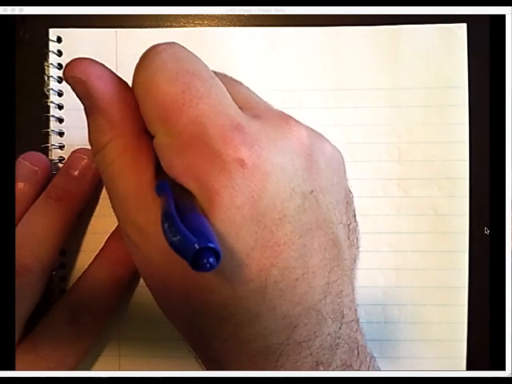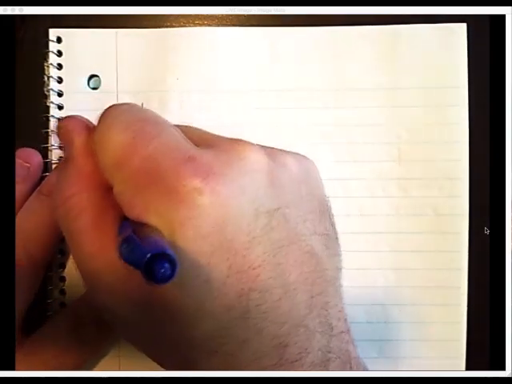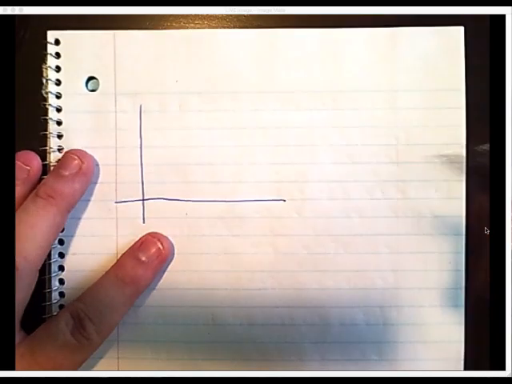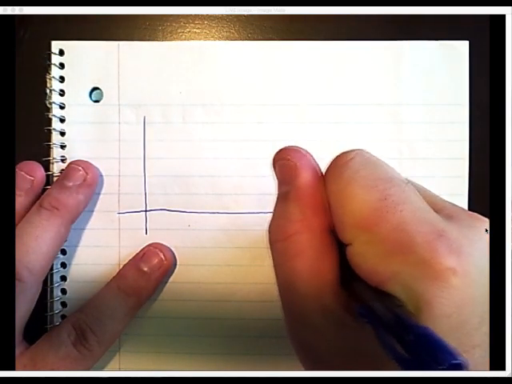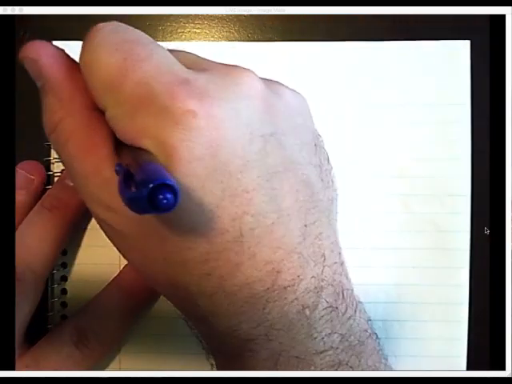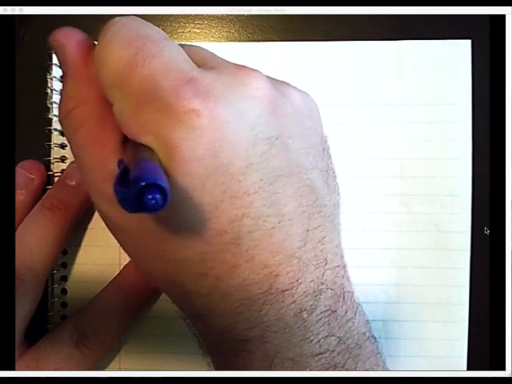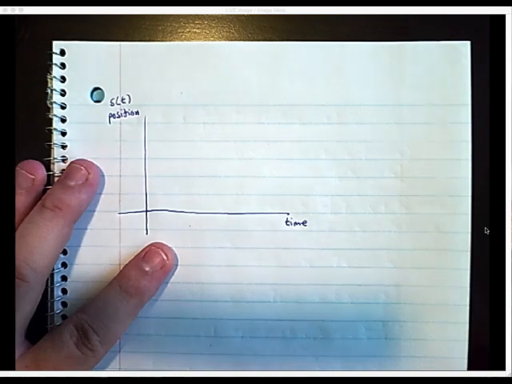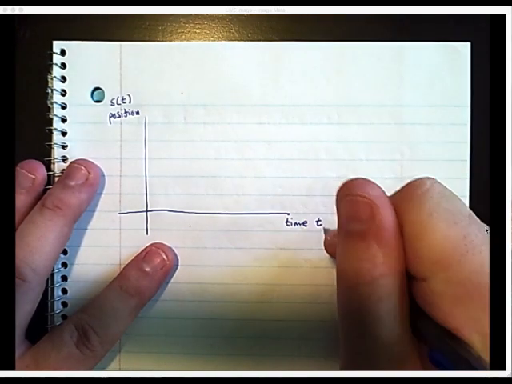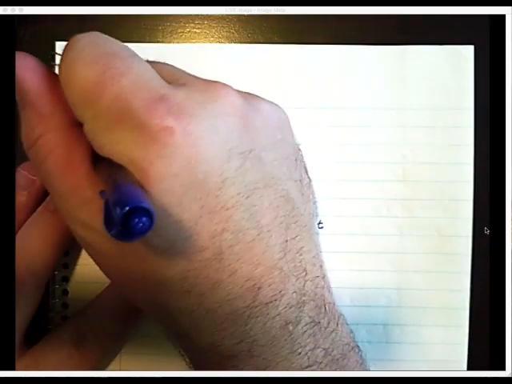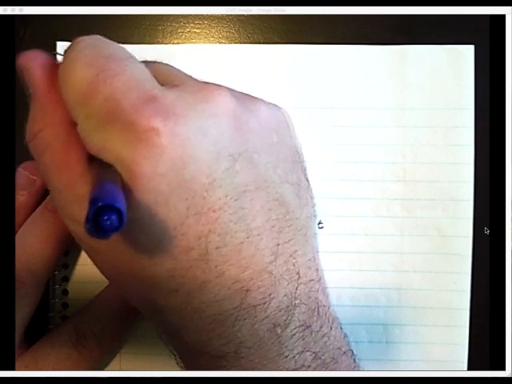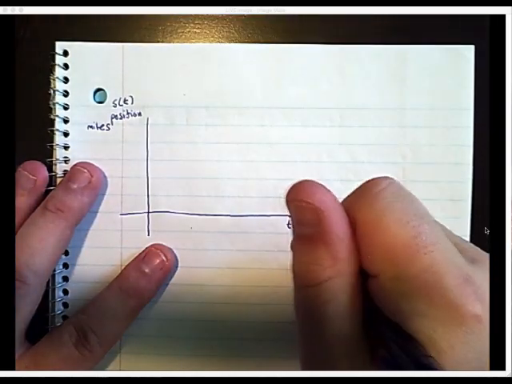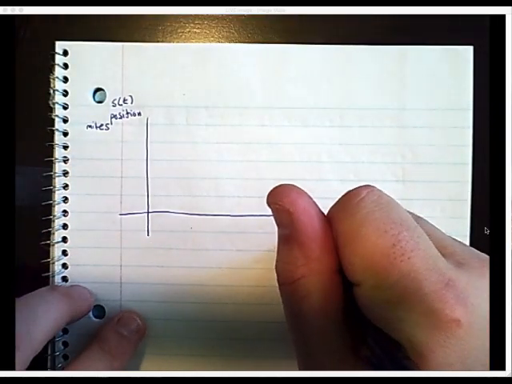So let's say on this axis we have time, and on this one we have position. We'll call that s of t, and we'll call this t. And we'll measure position in miles, and we'll measure time in hours.